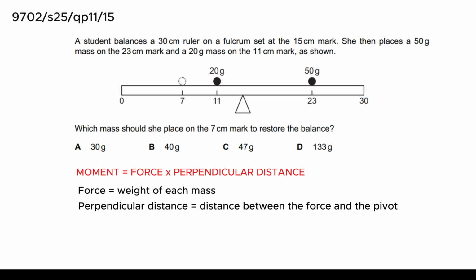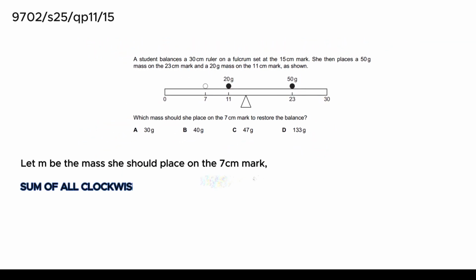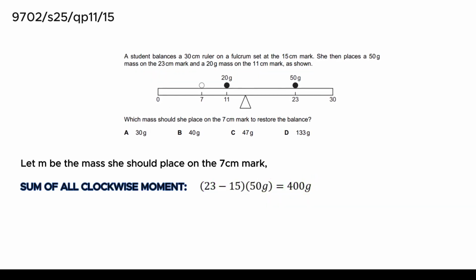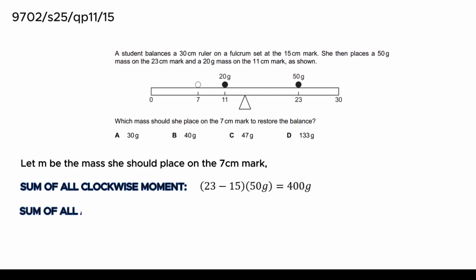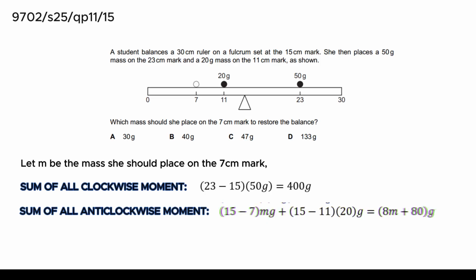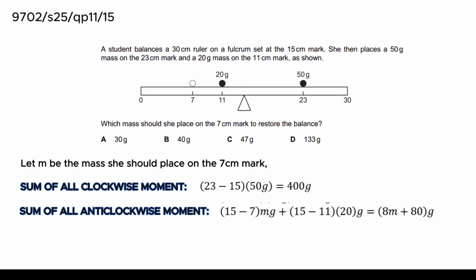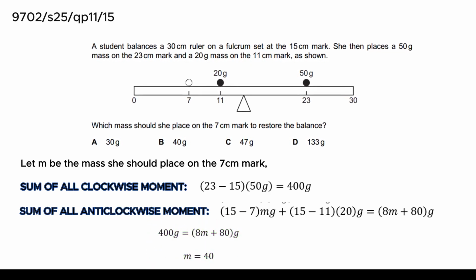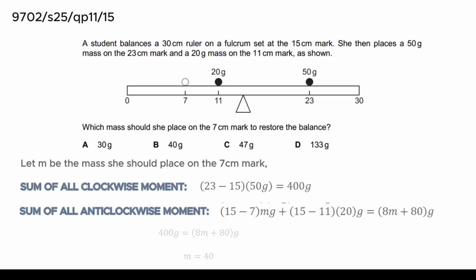Now, we could do the actual calculations. Let M be the mass you should place on the 7 centimeters mark. Sum of all clockwise moments equals the mass 50 grams times the difference between 23 and 15. Sum of anti-clockwise moments equals the sum of the moments of the two masses on the left of the pivot. To restore balance, the two moments must be set equal, and by solving the equation, we obtain M equals 240.